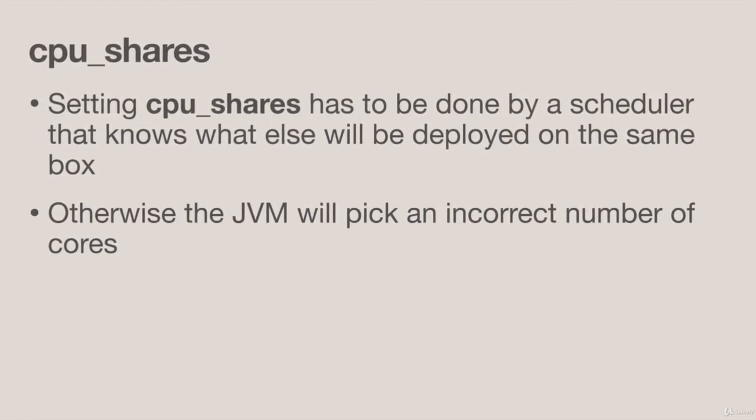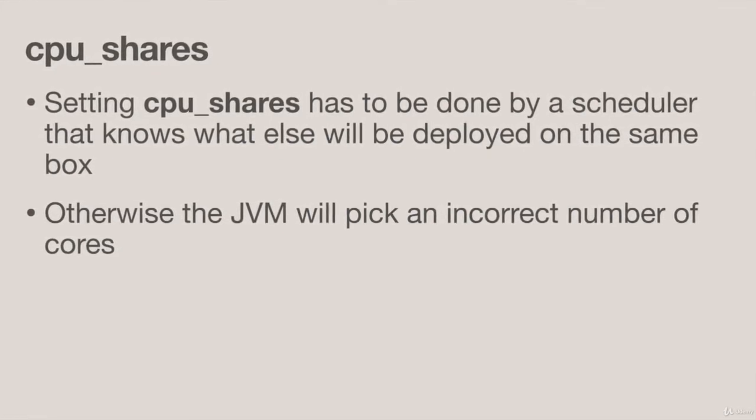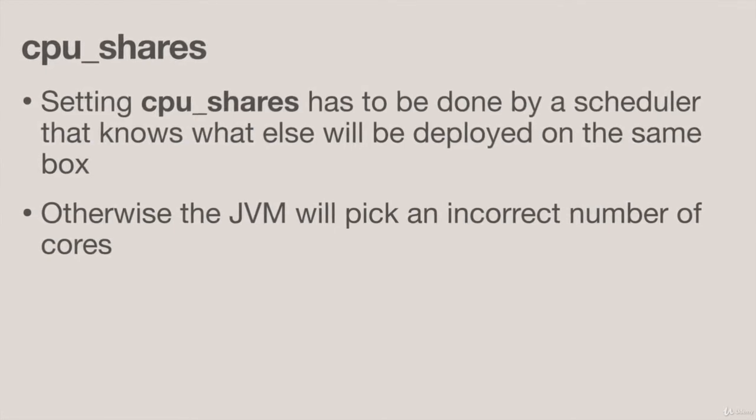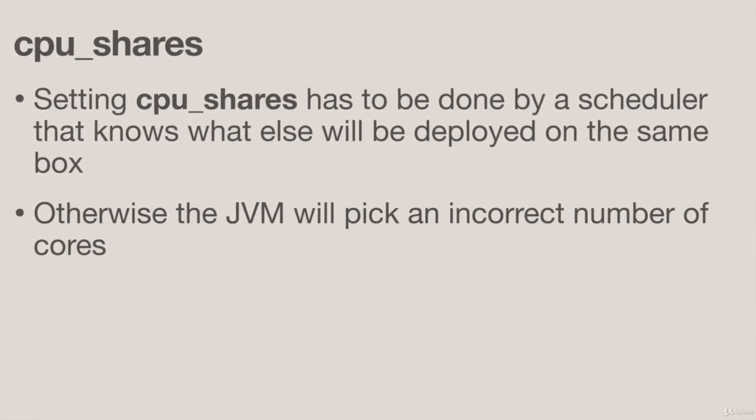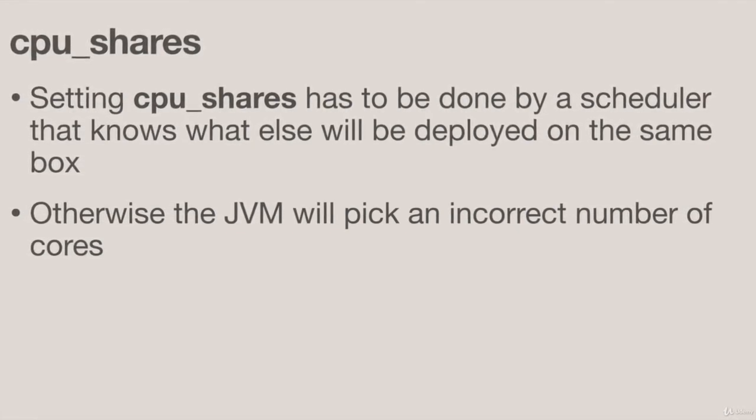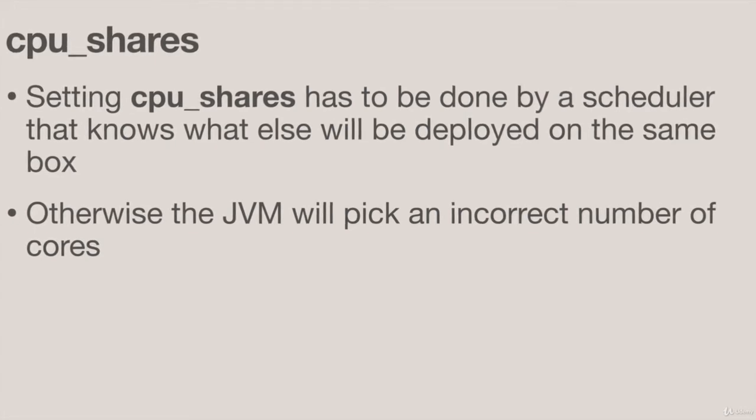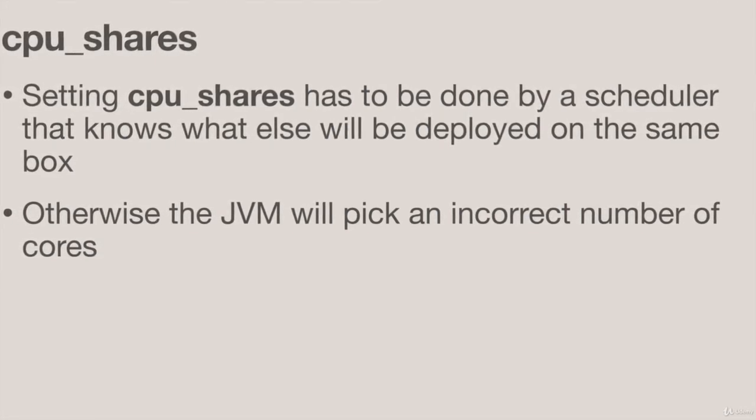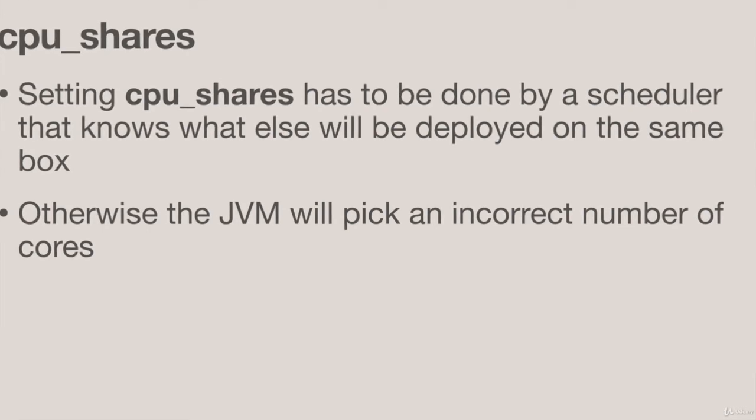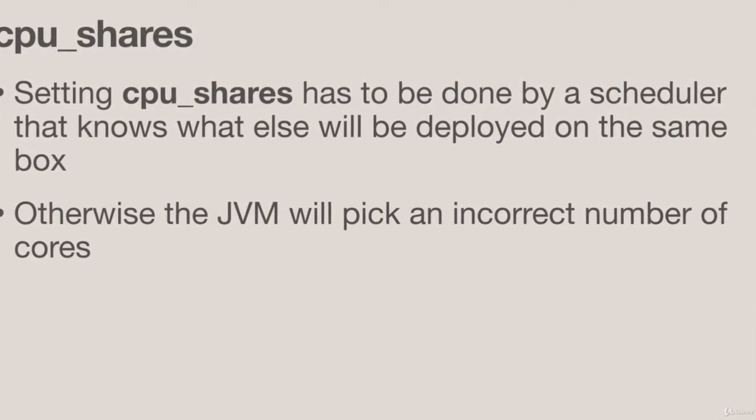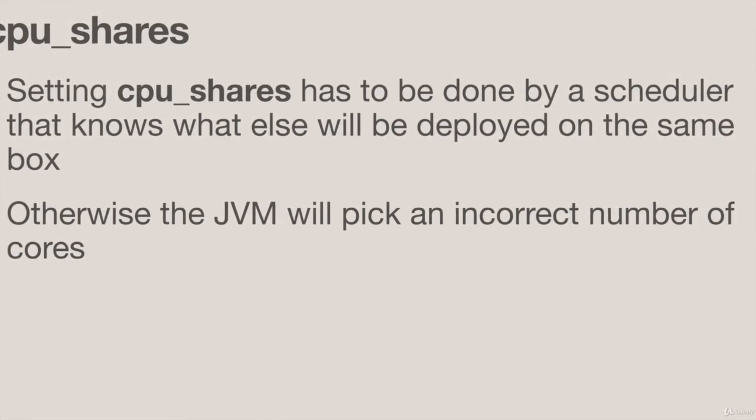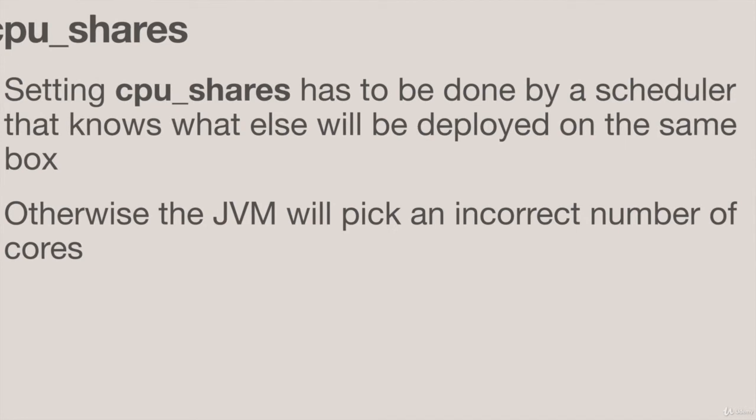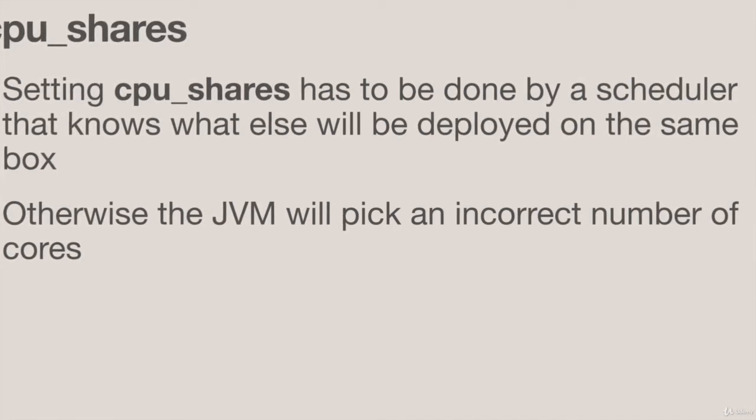So Java basically treats 1024 CPU shares as a core. And if our scheduler does the same, for instance, we want a scheduler that if a machine has 12 cores, it puts 12 times 1024 worth of CPU share on that box. Then suddenly Java's treating 1024 as one CPU will work well. Otherwise, the JVM will pick an incorrect number of cores, which in turn will misconfigure garbage collection, the just-in-time compiler, and all libraries which set their thread pools based off the number of cores.